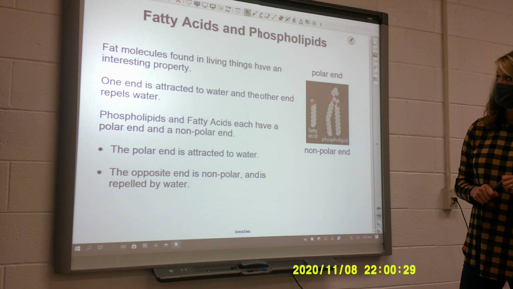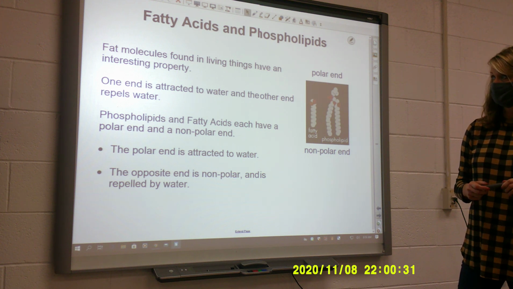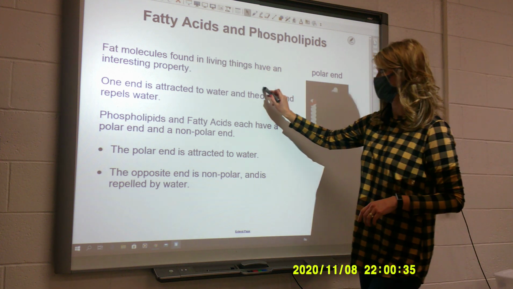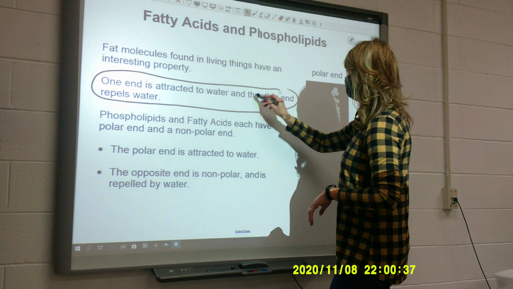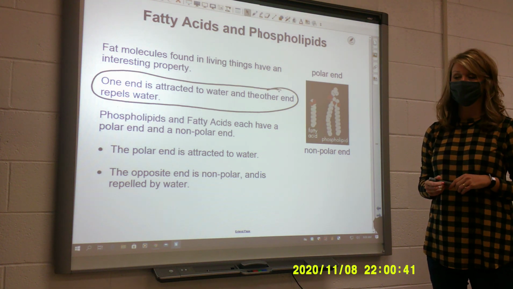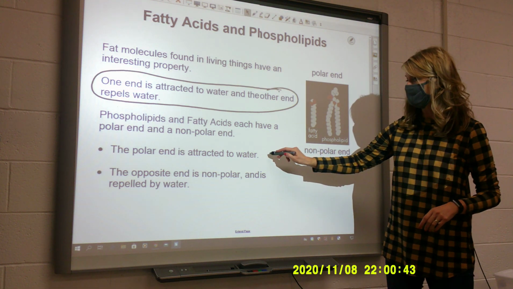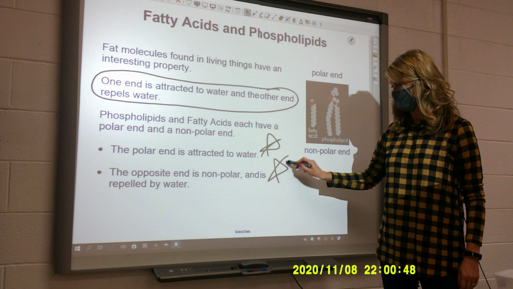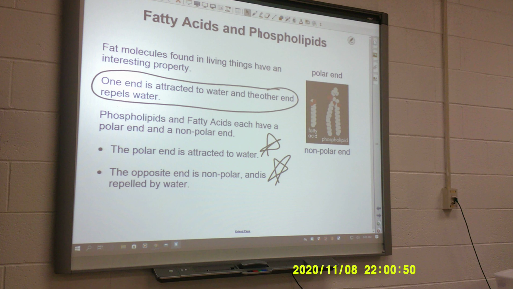Fat molecules found in living things have an interesting property. One end is attracted to water and the other repels water. Phospholipids and fatty acids each have a polar end and a nonpolar end. The polar end is attracted to water. The opposite end is nonpolar and is repelled by water.